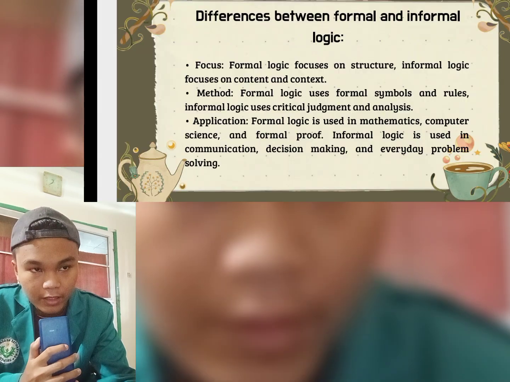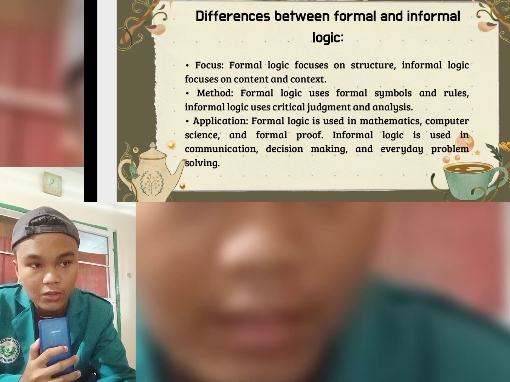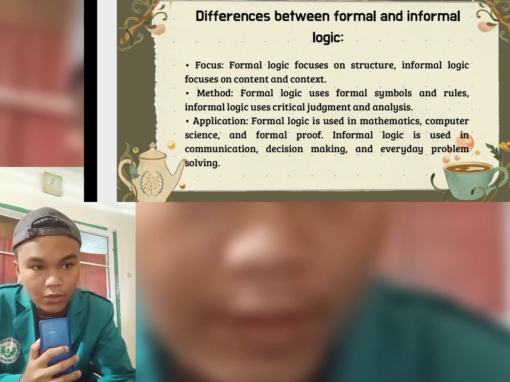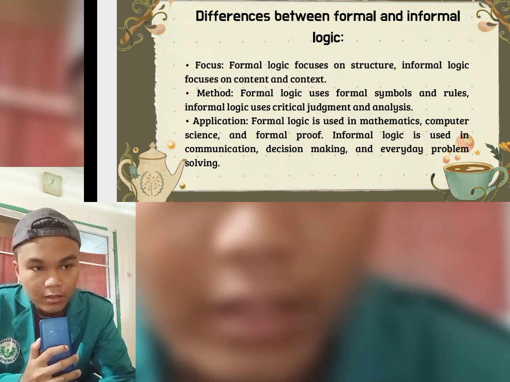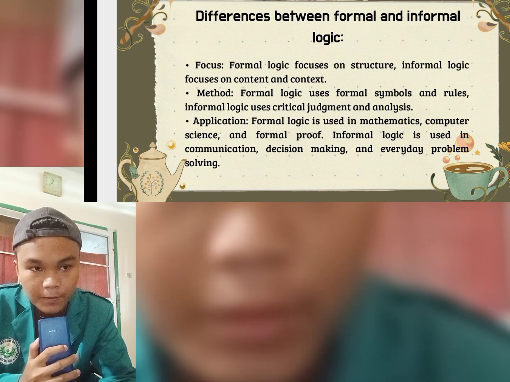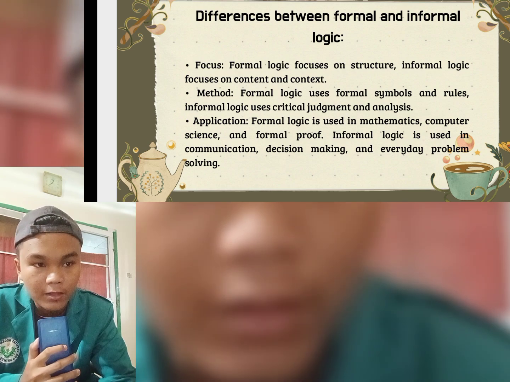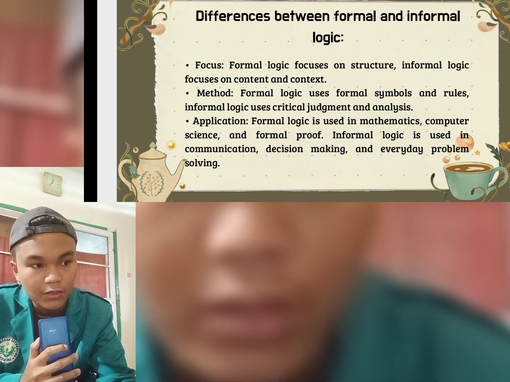And the next, difference between formal and informal logic. The focus: formal logic focuses on structure and informal logic focuses on content and context. Formal logic uses formal symbols and rules, while informal logic uses critical judgment and analysis. And the last, formal logic is used in mathematics, computer science, and formal proof. Then informal logic is used in communication, decision making, and everyday problem solving.